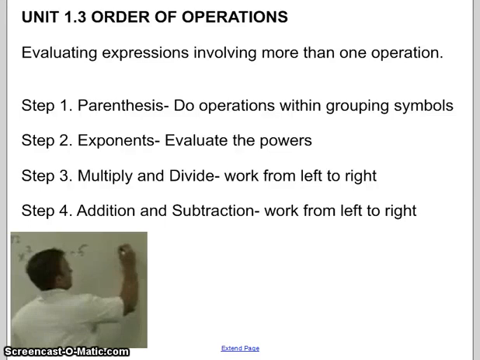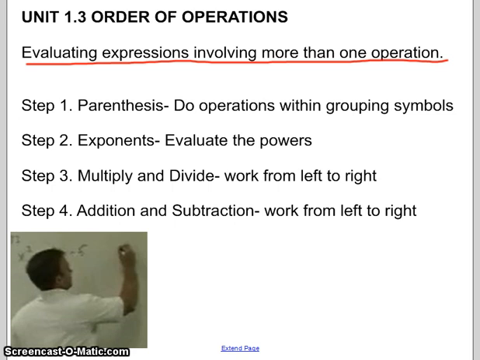All right, we're going to start section 1.3, operations, order of operations. Okay, and in 1.3, you may have heard different acronyms to help you out working with order of operations. What we do here is we evaluate expressions involving more than one operation. So we're not just adding, we're not just multiplying, we're doing a number of things in expressions.